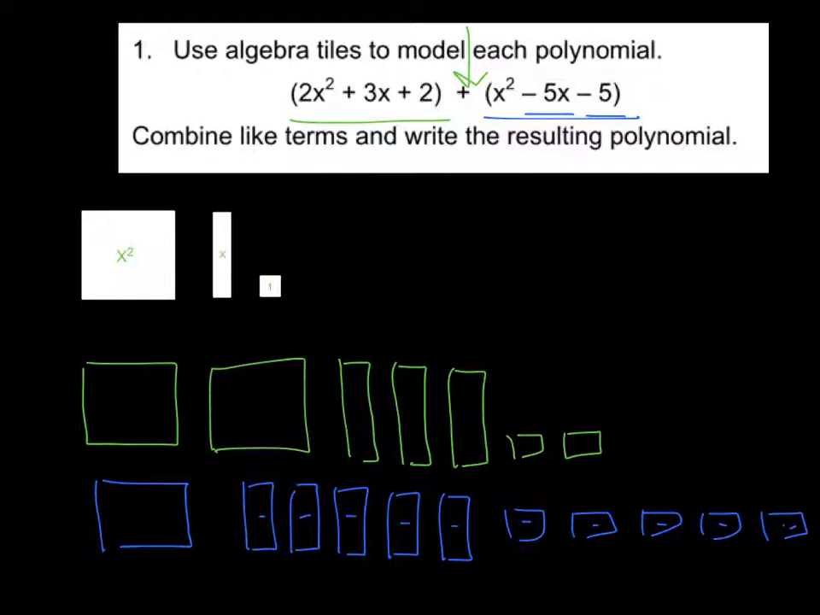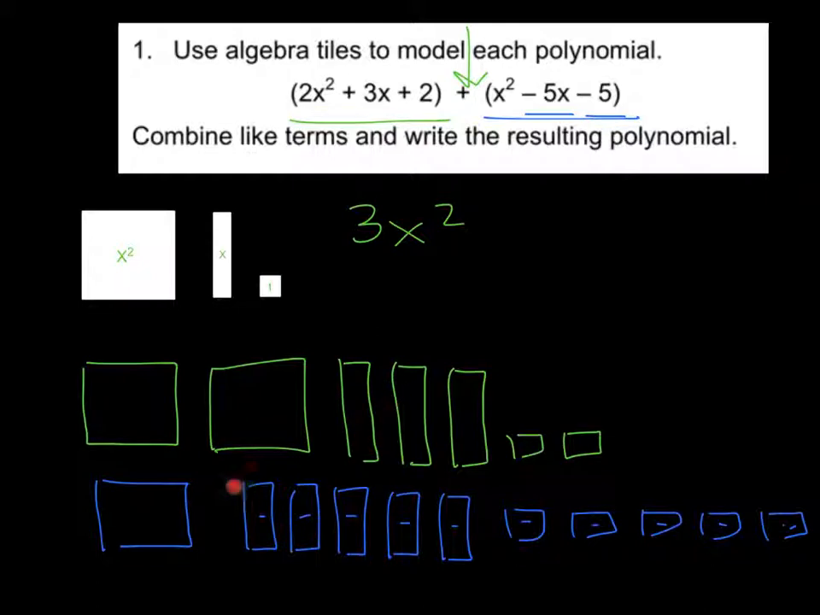Then if you notice here, the next thing it asks us to do is to combine like terms and write the resulting polynomial. So when you guys were in pre-algebra or 8th grade math, hopefully you saw how to utilize these algebra tiles. So what you should know is that your x squareds, you can simply combine them because they're all positive. So I now have 3x squareds. I can count them. I have 1, 2, 3 x squareds.